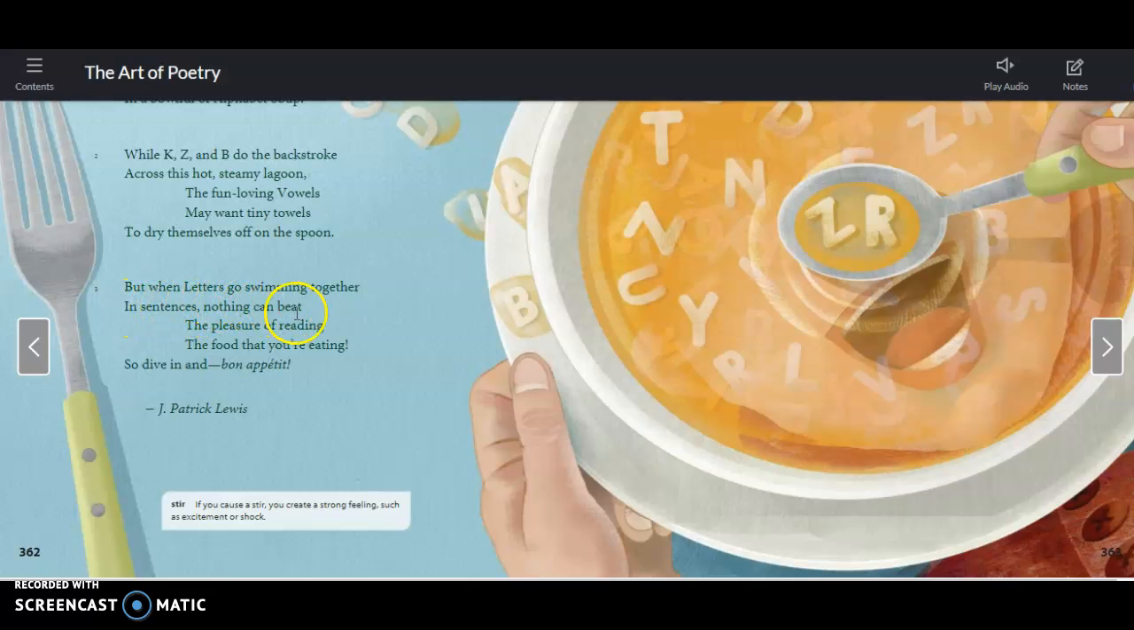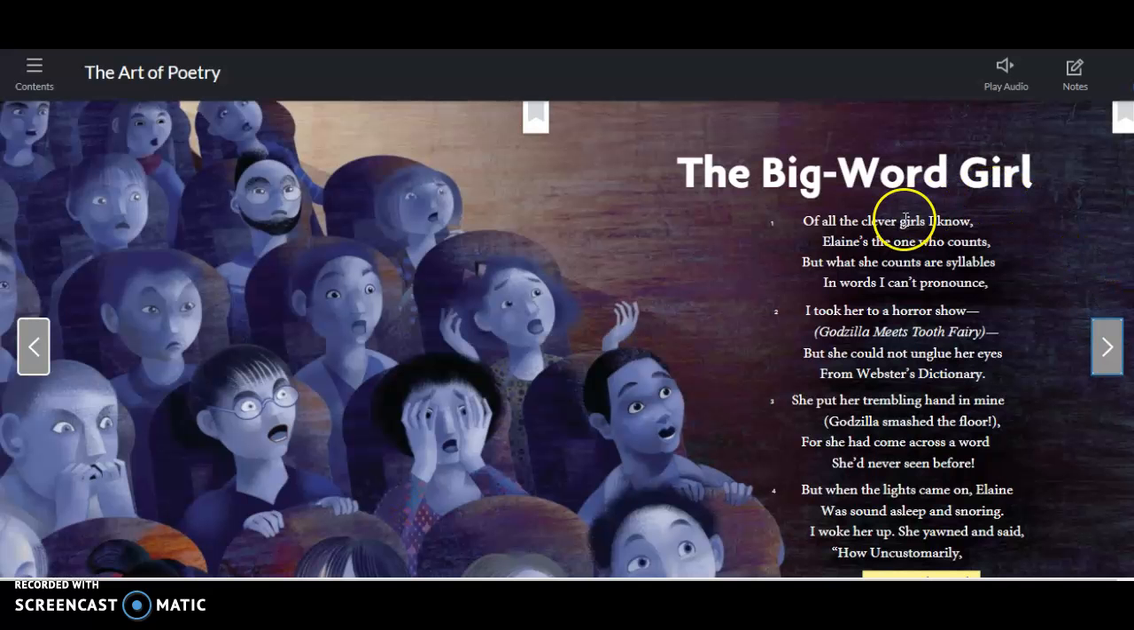In sentences, nothing can beat the pleasure of reading the food that you're eating. So dive in and bon appetit. So lots of imagery and personification in that poem. The big word girl. Of all the clever girls I know, Elaine's the one who counts. But what she counts are syllables and words I can't pronounce. I took her to a horror show, Godzilla Meets Tooth Fairy, but she could not unglue her eyes from Webster's Dictionary. So again, we have rhyming poems.